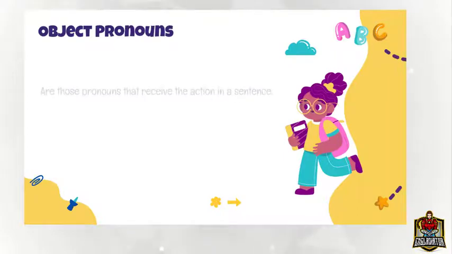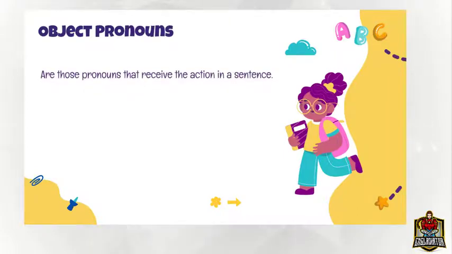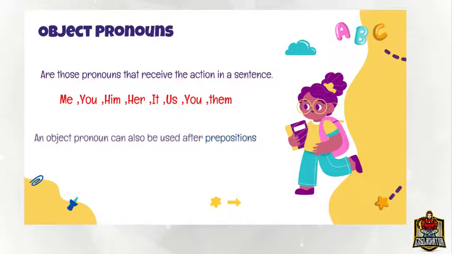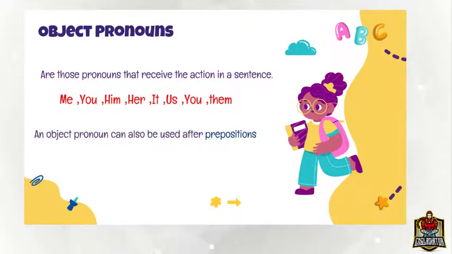Object pronouns. Object pronouns are those pronouns that receive the action in a sentence. Any noun receiving an action in the sentence, like these pronouns, is considered an object. An object pronoun can also be used after prepositions. For example, I will go with them. But now, we are going to stress more on nouns only.